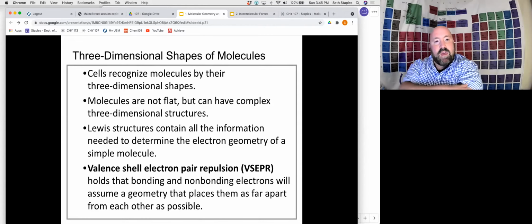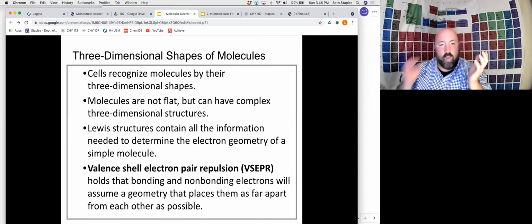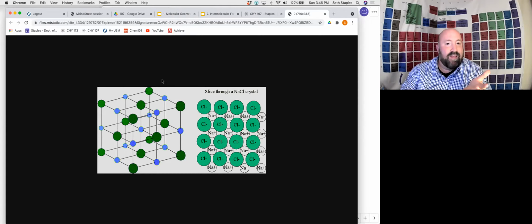Hi, everybody. In this video, we're going to start looking at the three-dimensional shapes of certain molecules. If you recall, when we were talking about ionic versus covalent compounds, we had talked about how ionic compounds and the formula for an ionic compound really just gives the ratio for how the ions are going to be arranged within their ionic lattice. And so most all ionic compounds, if you look at them at the molecular level, look kind of like this.